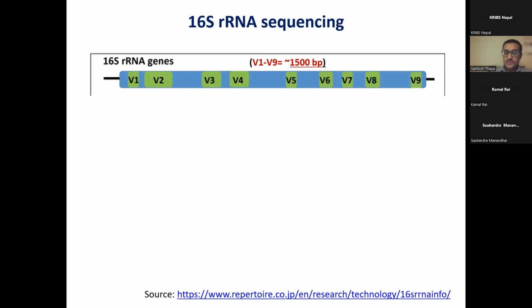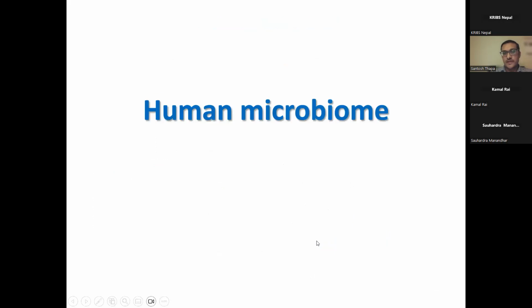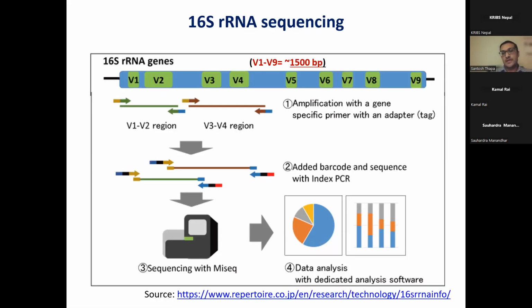Once you choose the region of particular interest, for example V1 to V2 or V3 to V4, you amplify it with a specific primer by PCR. Then it has the barcode and sequencing with the index PCR. Then you move on to the sequencing, for example on the Illumina MiSeq, popularly used these days. Once you get the data output from the machine, you use a whole bunch of bioinformatics approaches to analyze the data. The most widely used platform, if you will, is QIIME, the Quantitative Insights Into Microbial Ecology, as well as other software like Mothur. There are various software packages that are widely used in the microbiome field.